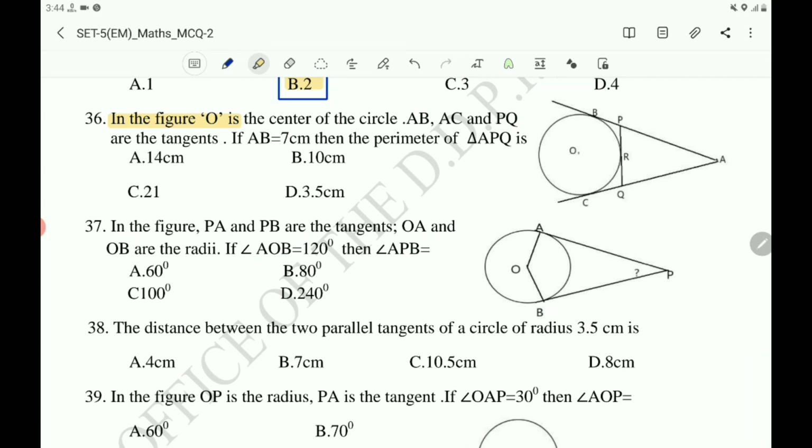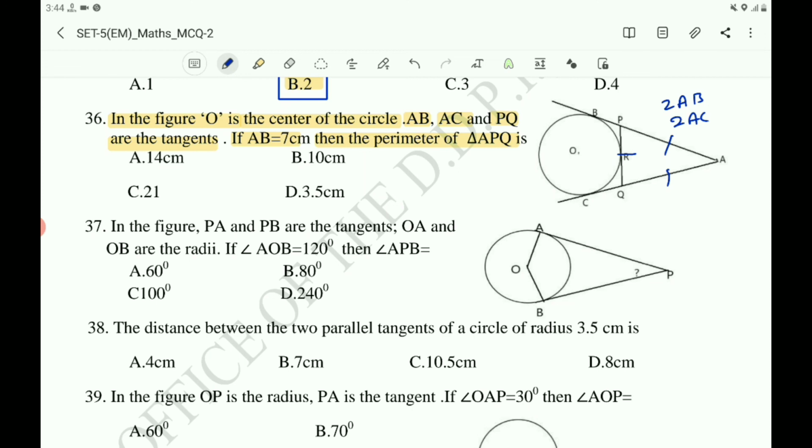Then you take question number 36. In the figure O is the center of circle, AB, AC and PQ are the tangents. If AB equals 7 cm, then the perimeter of the triangle APQ is. Here the perimeter of the triangle is equal to double the length of the tangent. That is AP plus AQ plus PQ, you will get 2AB or 2AC. You must know that relation. Here AB is 7, which means the perimeter becomes 14 cm.